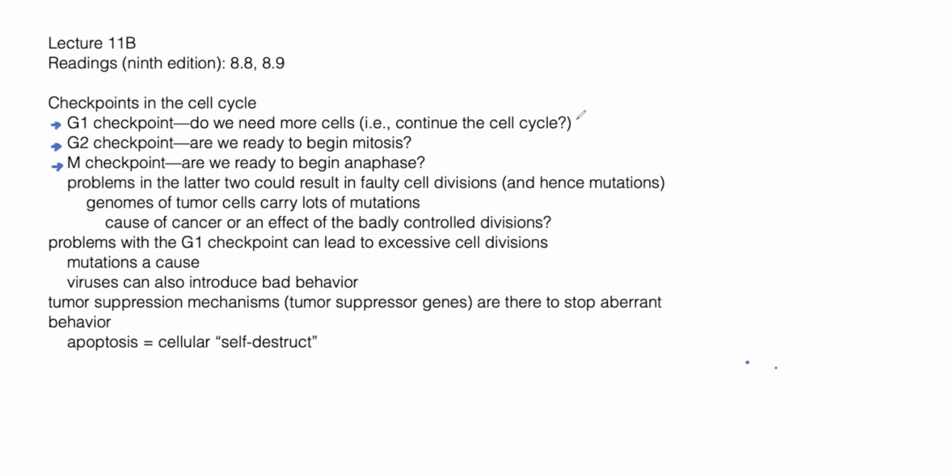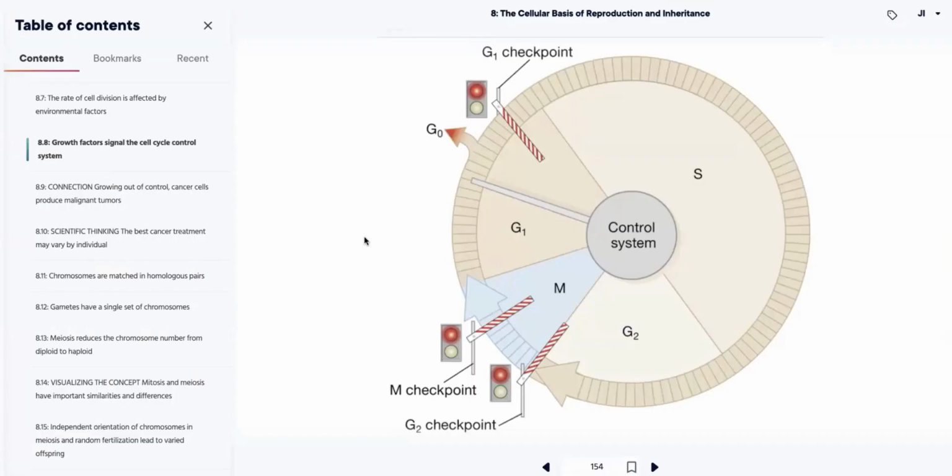What you really want to do is to say, well, why do these things make sense? Why is it a good idea for us to stop, for example, at the end of G2? Why is it a good idea for us to stop at the metaphase point? How does the G1 checkpoint affect whether the cells are going to be continuing the cell cycle or not? Keeping in mind that sometimes we want more cells and sometimes we really want cell divisions to stop. Okay, so on to the textbook.